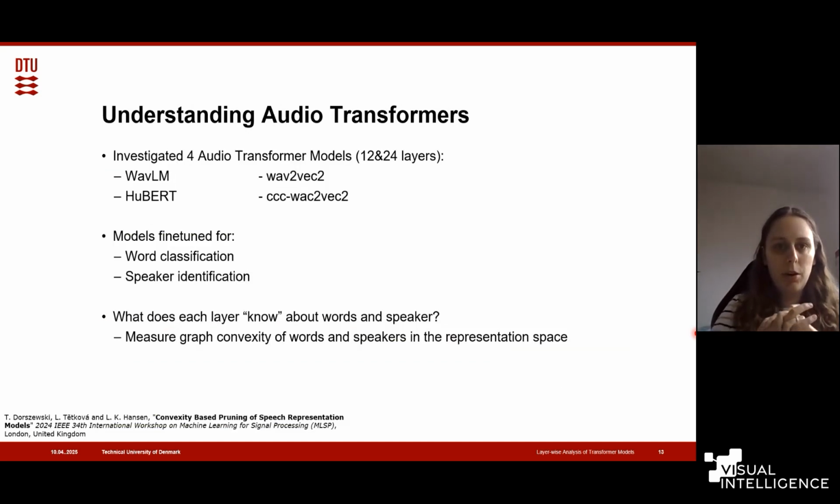So let's switch to the audio transformers. Here we investigated 4 different audio transformer models in 12 layers and 24 layers. So we have different sizes of audio models this time as well. We fine-tuned those models for 2 different tasks, word classification and speaker identification. And we tried to find out what each layer knows about words and speakers. We do this by measuring graph convexity of words and speakers in the representation space.